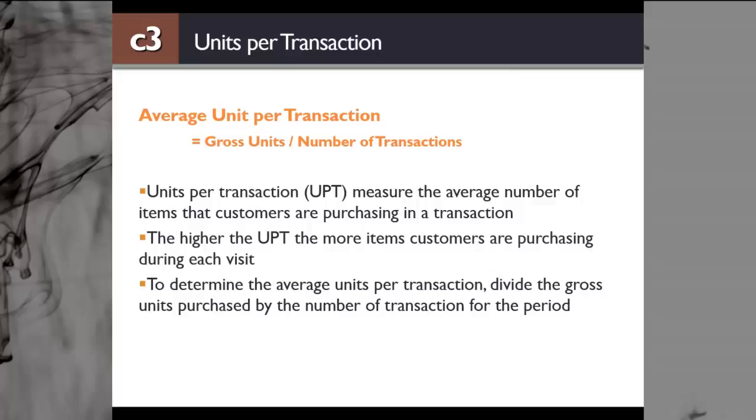So the higher the UPT, the units per transaction, the more items customers are purchasing during each visit. That means if you're selling 10 units and have one transaction, your average units per transaction is 10. So if you have a higher number, that means you have more selling of the items, right? So to determine the average units per transaction, you divide the gross units purchased by the number of transactions for the period. And I really think the example will help you to understand better. So let's look at this.